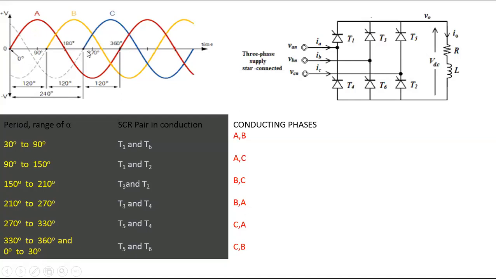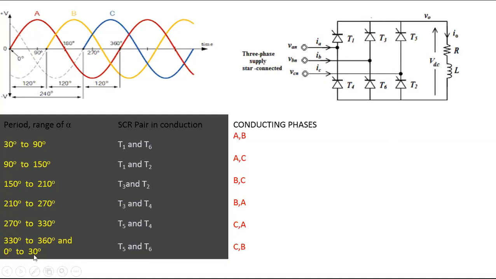Now we have to check below the x-axis. Between the range 270 to 330, 270 is here, 330 is here. Which one is occupying maximum space and is more negative? A. Okay, A is occupying maximum space. Therefore, current flows from the load to A. A means T4. So here it is nothing but C and A, and therefore it is T4.